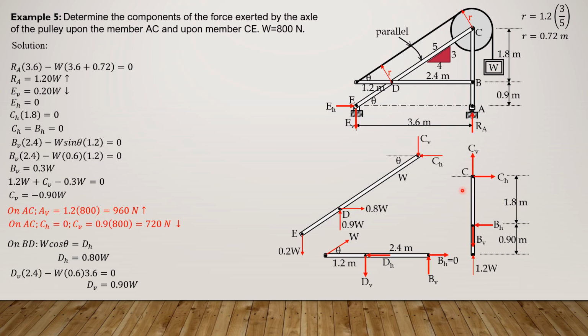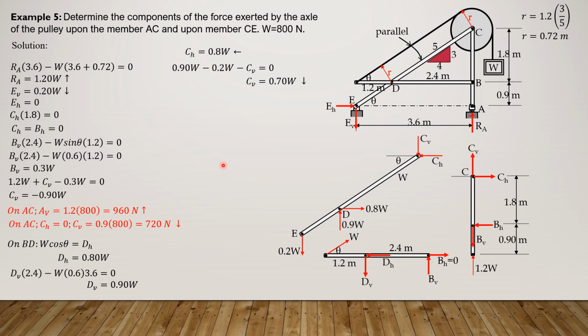So obviously, if you sum up forces horizontal, CH would be 0.8 W. And if we sum up forces vertical, 0.9 W minus 0.2 W minus C sub V equals 0. So C sub V is 0.7 W downward, and CH is 0.8 W leftward from this free body diagram. Summation forces Y, 0.9 W minus 0.2 W minus C sub V equals 0. So C sub V is 0.7 W, and since it is positive, our assumed direction that C sub V is downward is really downward. So that's it.